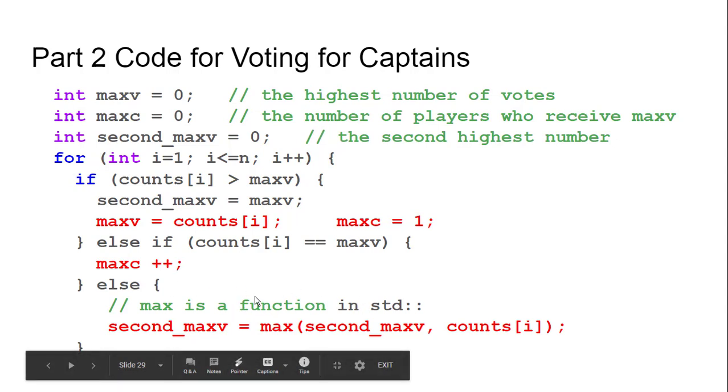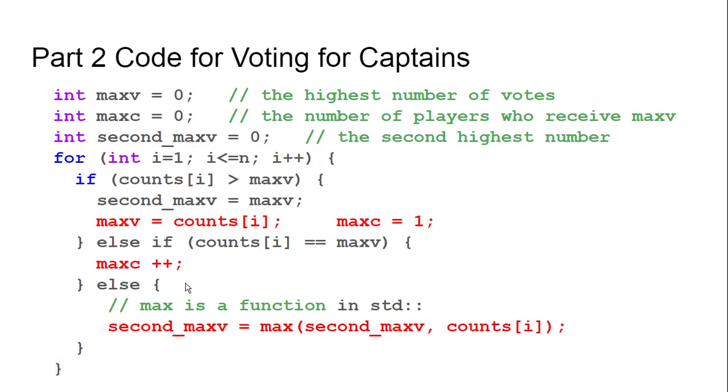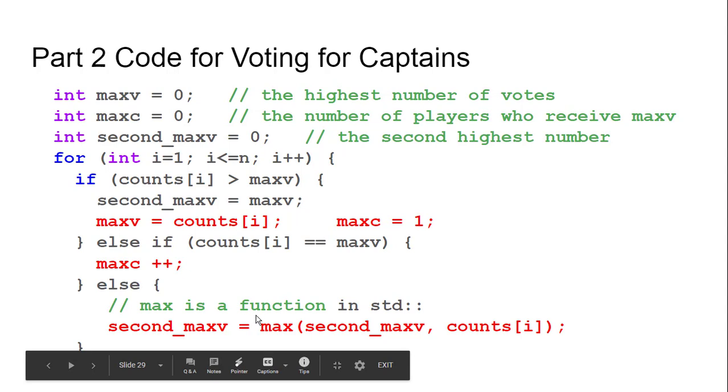So the next part is slightly different from what we did in the previous example problem. We need to update the second max, right? At this point we know the current player's vote is less than max V, but it could still be bigger than second max V. So what we did before was: if count I is greater than second max V, second max V equals count I.